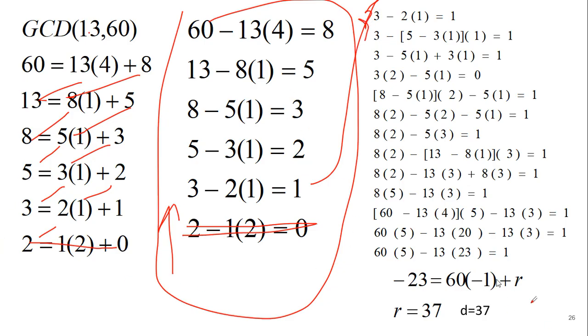Here the answer came as minus 33. Again a negative mod answer comes, so again we make it positive. That is 60 minus 23, so the private key is 37.